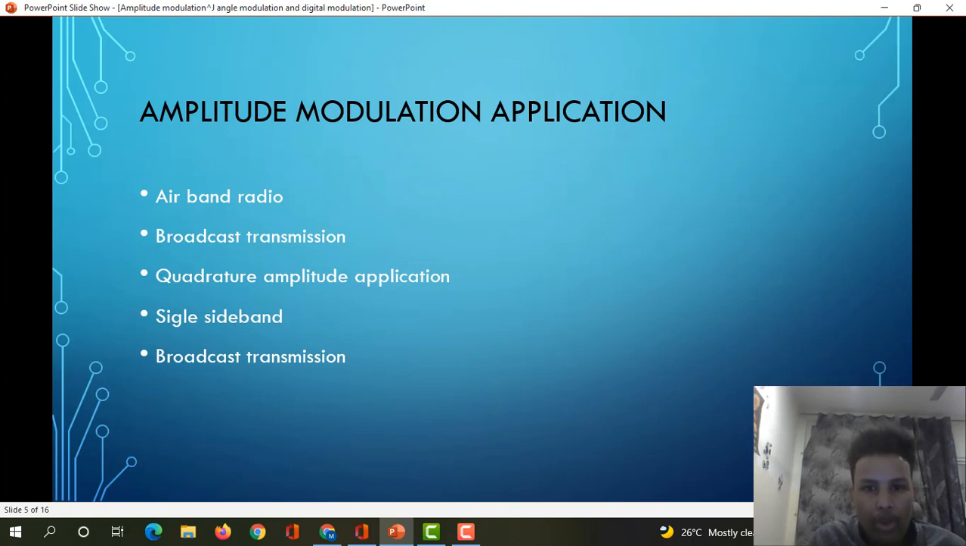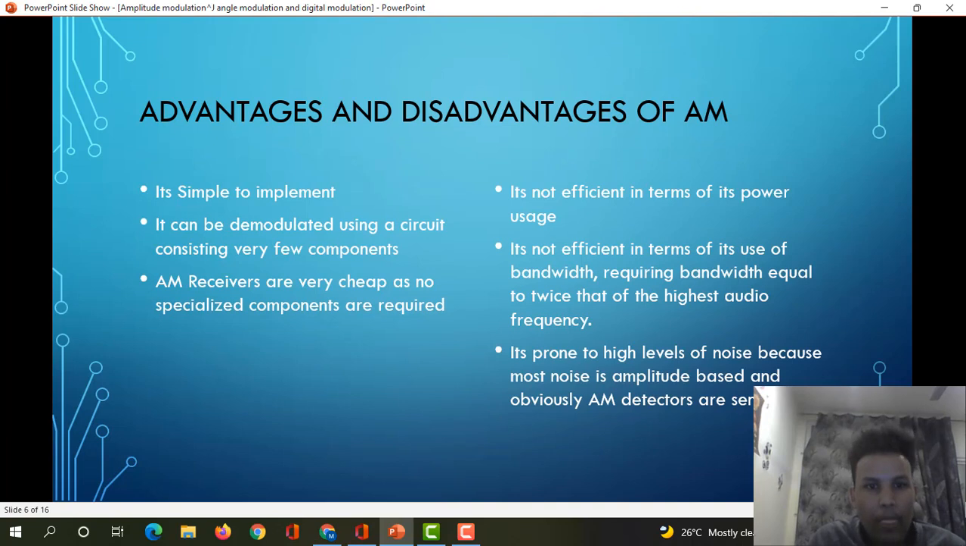Actually, amplitude modulation has applications. Number one is airband radio, broadcast transmission, quadrature amplitude modulation, single sideband broadcast transmission. If we talk about advantages and disadvantages of amplitude modulation, first we are going to see the advantage of amplitude modulation.